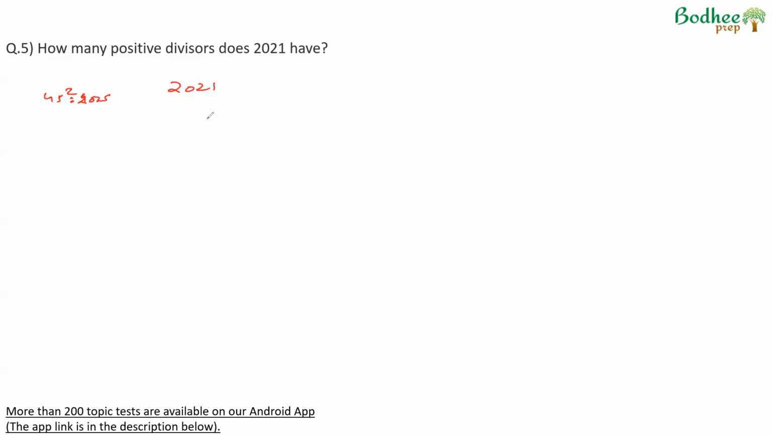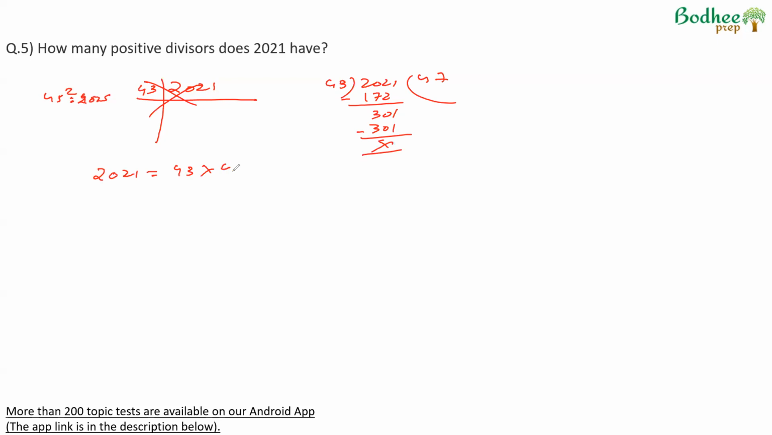2021. If we divide 2021 by say 43, 43 divided into 2021 is what I'm checking for. 4 threes are 12, 43 times 47 is 2021. So 43, 47 both are prime. So basically 2021 is 43 into 47.